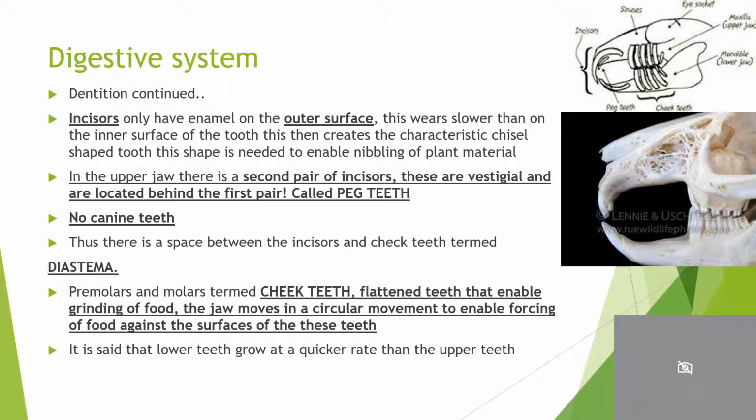They don't have any canine teeth, so thus we have a space between the incisors and the cheek teeth termed a diastema. The premolars and molars are termed cheek teeth. They are flattened teeth that enable the grinding of food, and the jaw moves in a circular motion to enable forcing of food against the surfaces of those teeth. And it is said that the lower teeth grow at a quicker rate than the upper teeth.